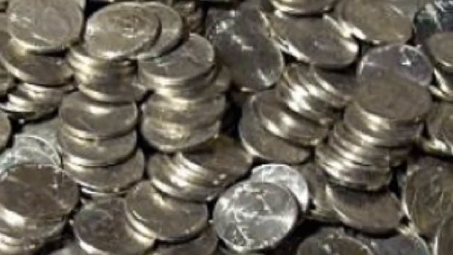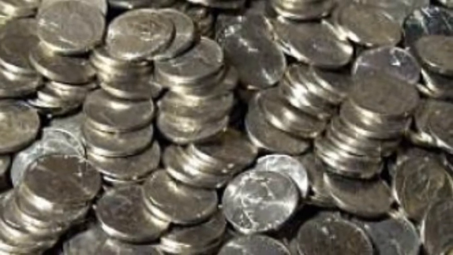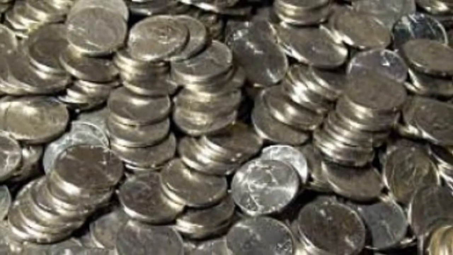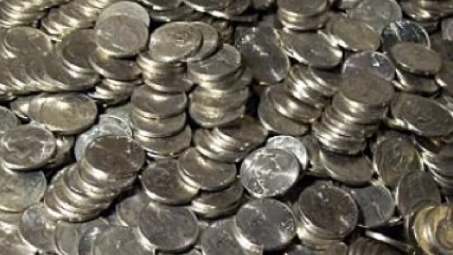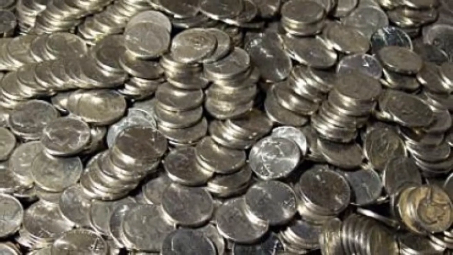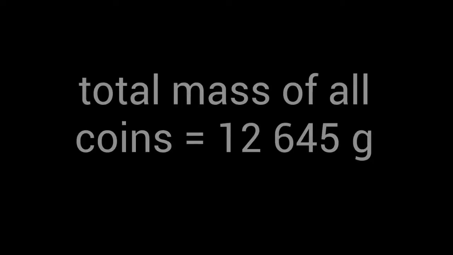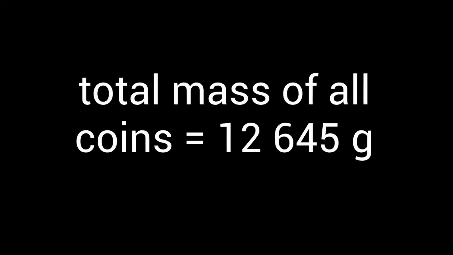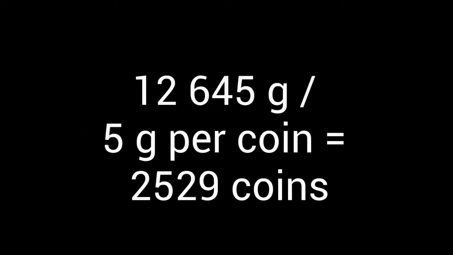What would you do if it was your birthday and someone gave you a truckload of these coins? Probably the same thing. You would need to know how much the coins weighed in total, divided by 5 grams. That would tell you how many coins you have. Alright, so you determine the mass of the truckload of coins. It's 12,645 grams. So we divide: 12,645 grams divided by 5 grams per coin equals 2,529 coins. That's a lot of coins.